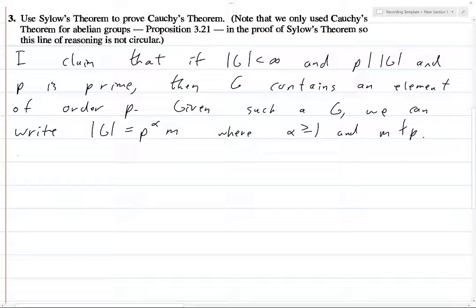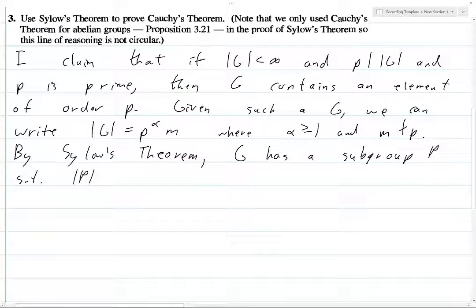Now, by Sylow's theorem, I typically refer to the Sylow theorems because there's a bunch of them, but here Dummit and Foote like to just say Sylow's theorem, but whatever. G has a subgroup, which we will call P, such that the order of P is equal to p^α.